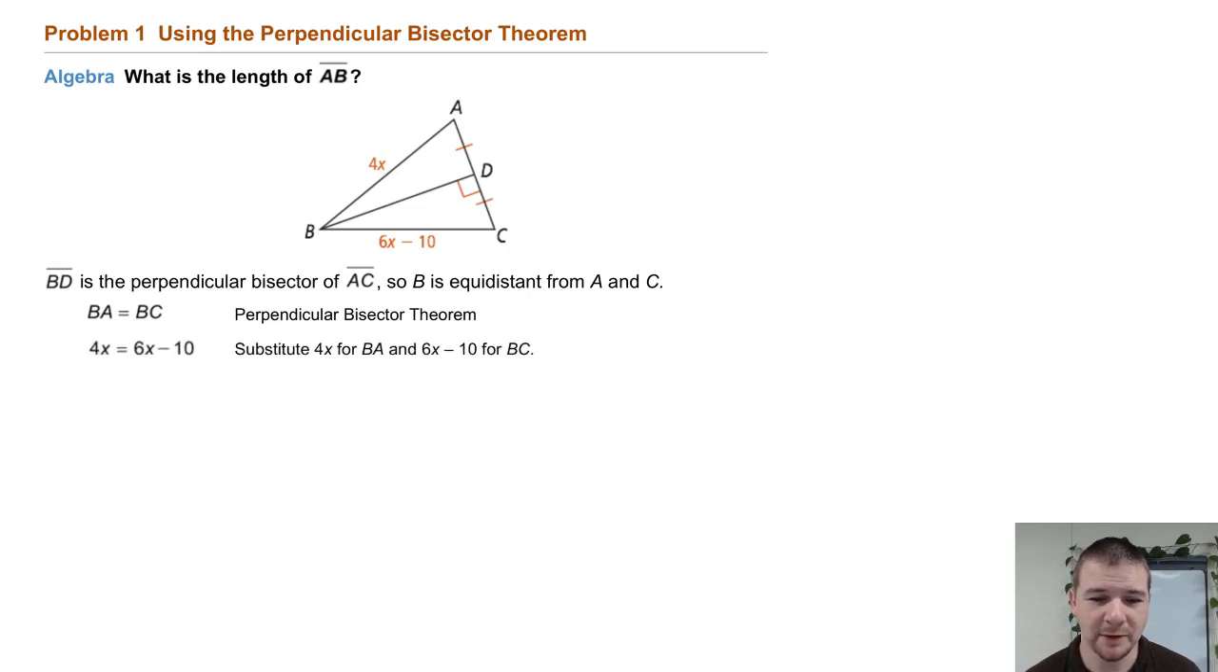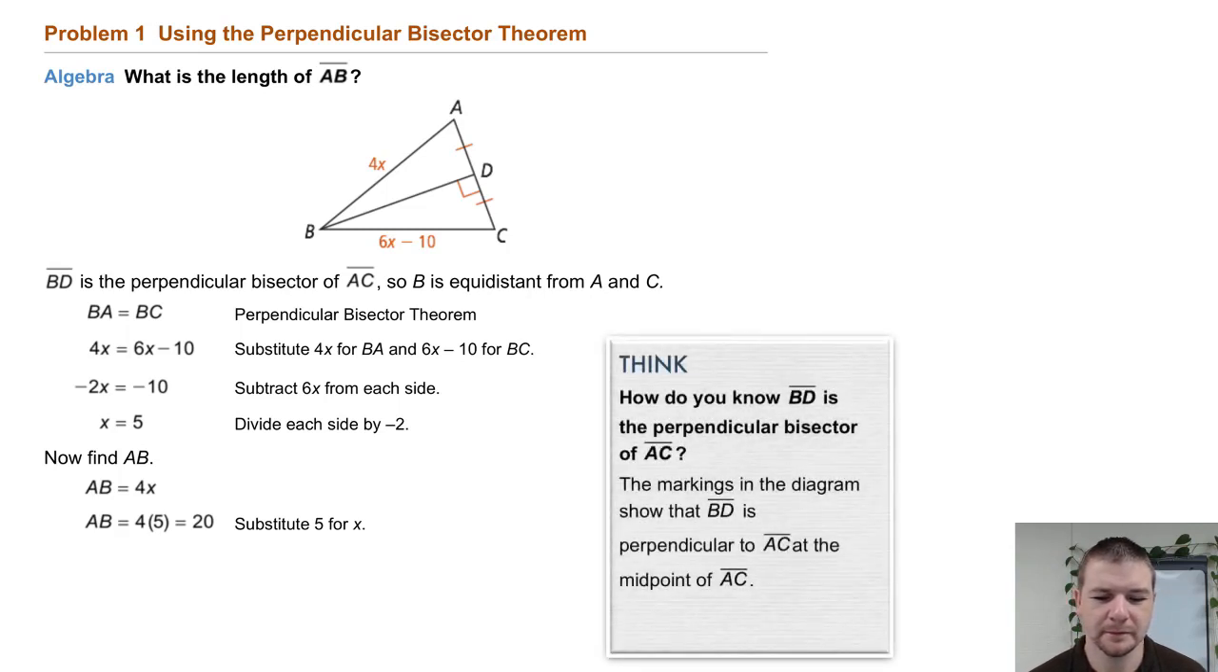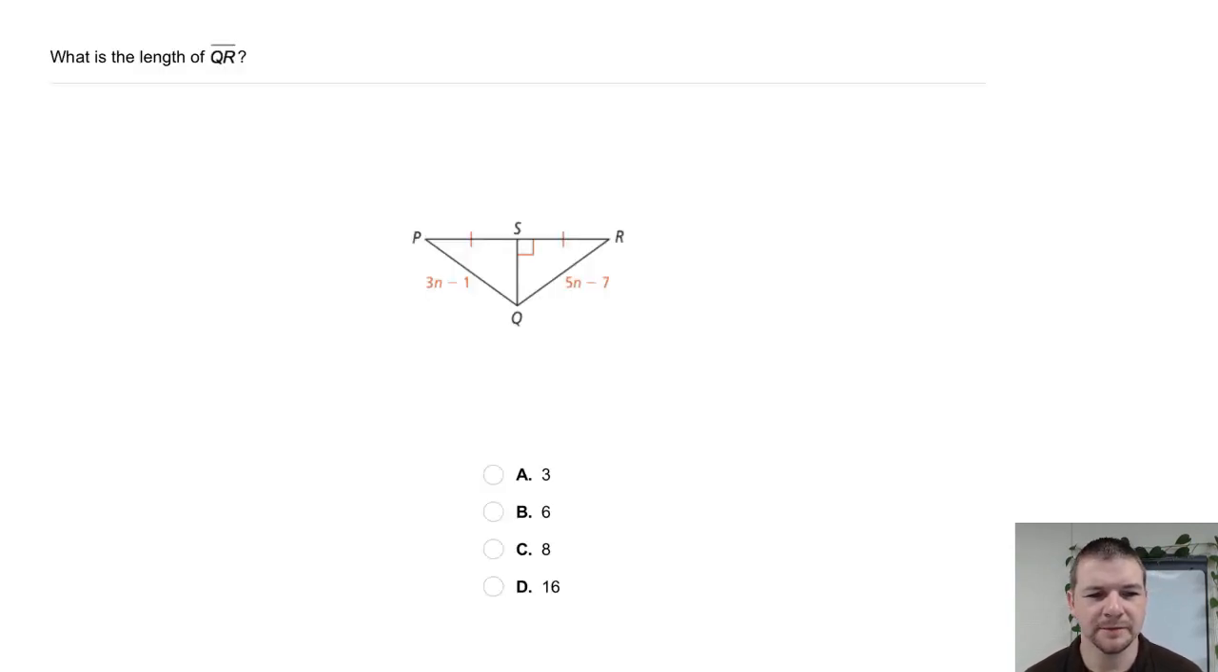So 4x equals 6x minus 10 using substitution. Negative 2x equals negative 10 as we subtract 6x from each side. And finally, x equals 5, dividing each side by negative 2. Now we need to find AB. Well, AB equals 4x. We know that x equals 5, so substituting 5 for x, we find that AB equals 20. Your turn. What is the length of segment QR?